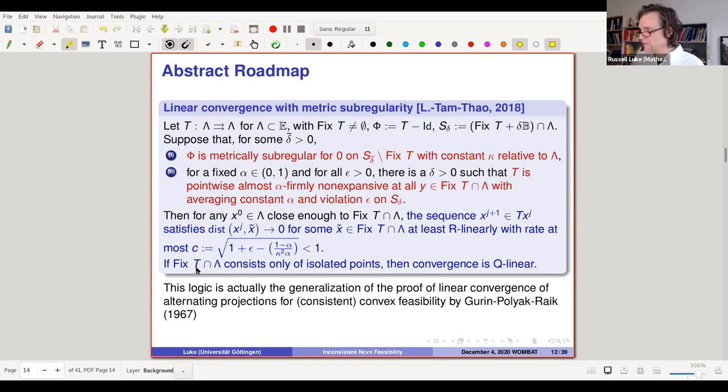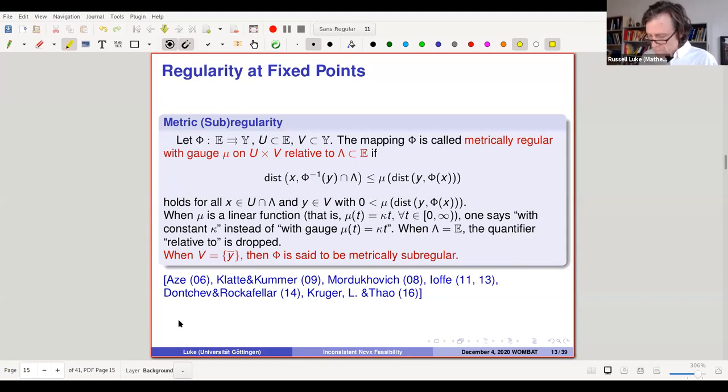The logic of this setup is really inspired by a paper from Gurin, Polyak, and Reich, one of my favorite papers of all time, from the late 60s. So really, I'm following the setup that they use and just translating things into the language of non-convex and inconsistent problems. So metric subregularity, we've seen this a bit through the conference.